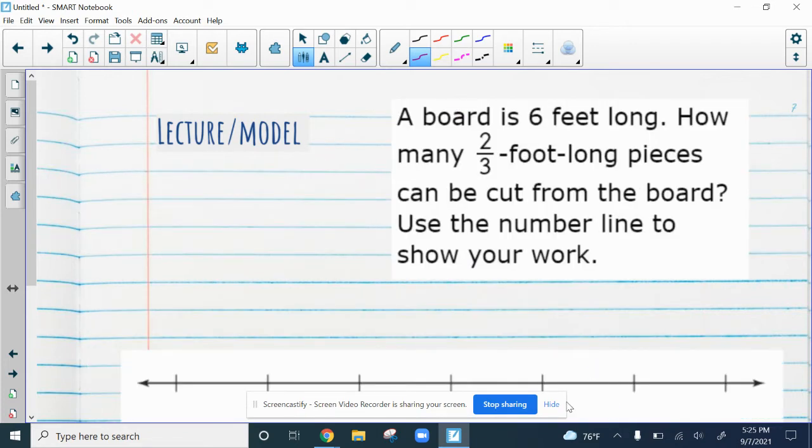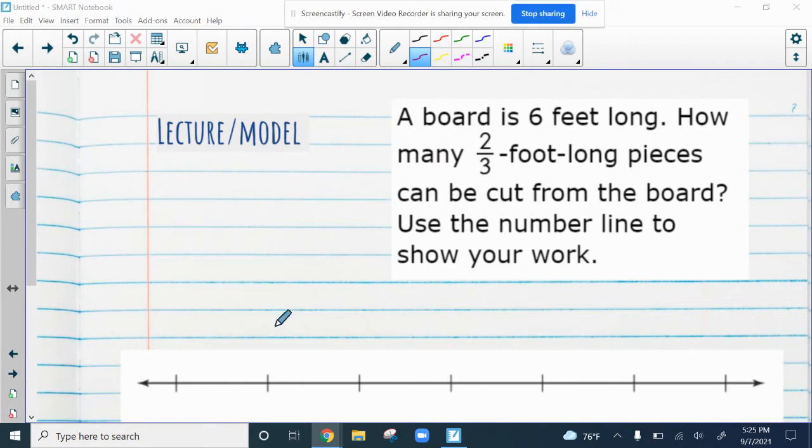All right, now let's take a look at this one. So this board is 6 feet long, but this time we want to make 2/3 pieces. So I still have a number line, I always do that. All right, we want to start at 0, not 1, 2, 3, 4, 5, and 6. Okay, now I want to divide each of these into thirds because we're splitting them up into 2/3 pieces. So how many 2/3 groups can I make?